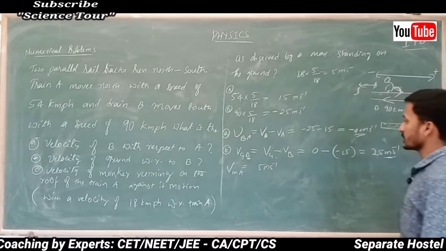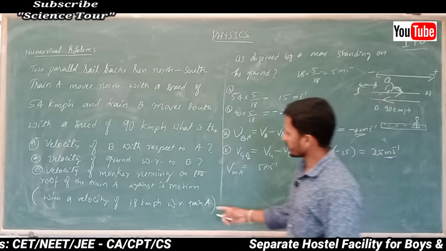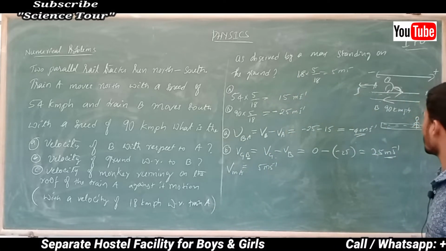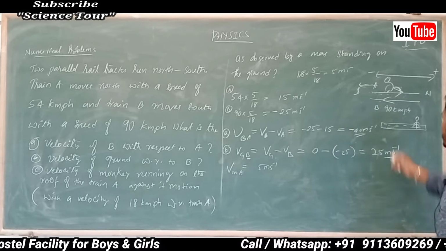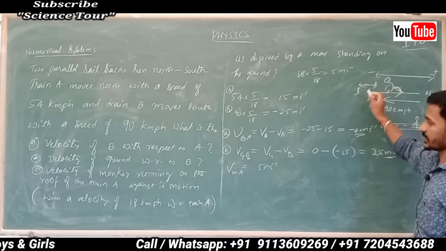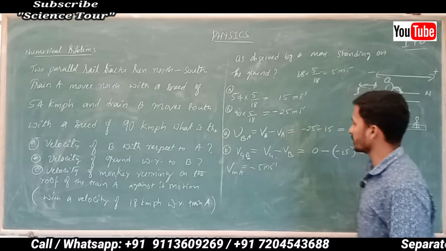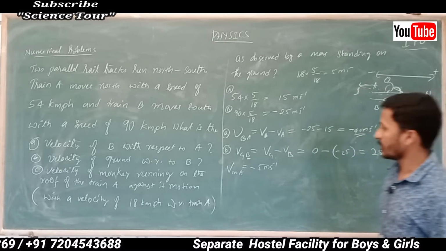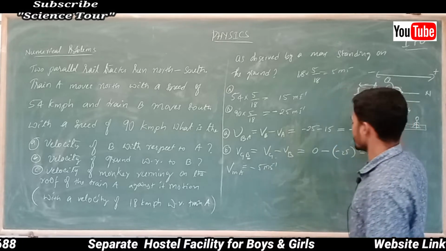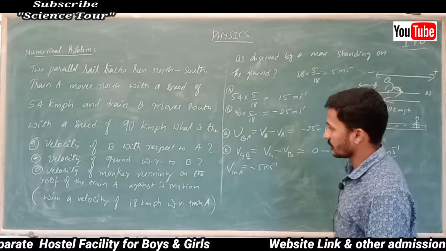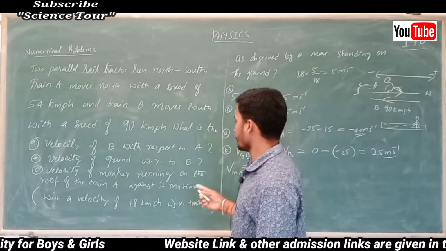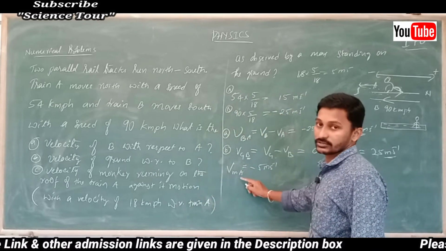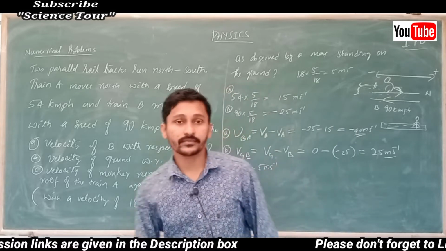But what happens with respect to train A as observed by the man standing on the ground? See, the train is moving in the opposite direction, no? So the monkey is moving in the opposite direction. The net velocity, or velocity of monkey with respect to A, is in the negative direction as it seems. Now what we have to find out? The velocity of the monkey running. This is nothing but velocity of monkey with respect to train A.